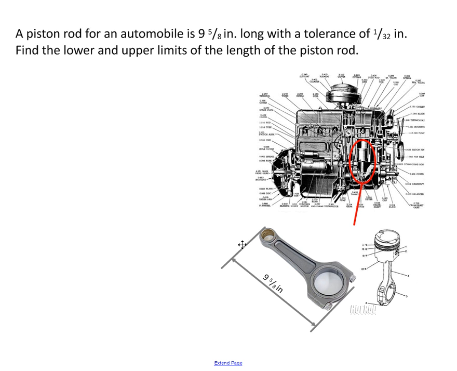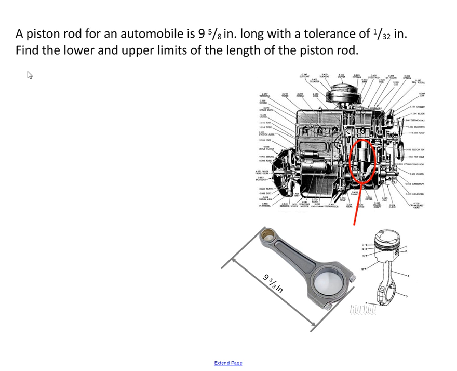Here's a picture of a piston rod that I found on the internet, and it says that the length is 9 5/8 inch. But then it says with a tolerance of 1/32 of an inch. A tolerance means that we don't have to be exactly 9 5/8 inches. We could be, give or take, 1/32 of an inch off of the actual value. But the question would be, what does that actually mean? So let me give you a formula here that you can use to solve this kind of problem.